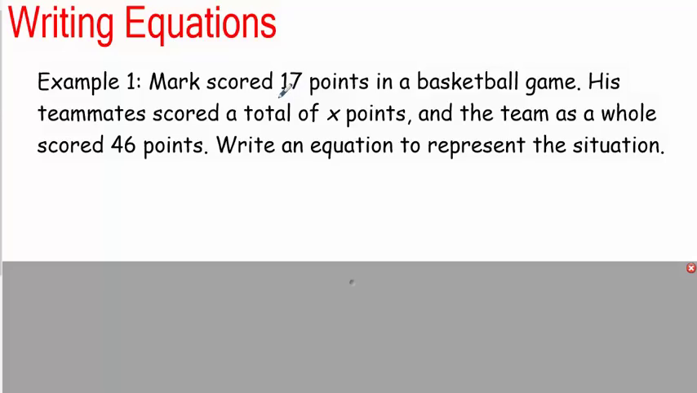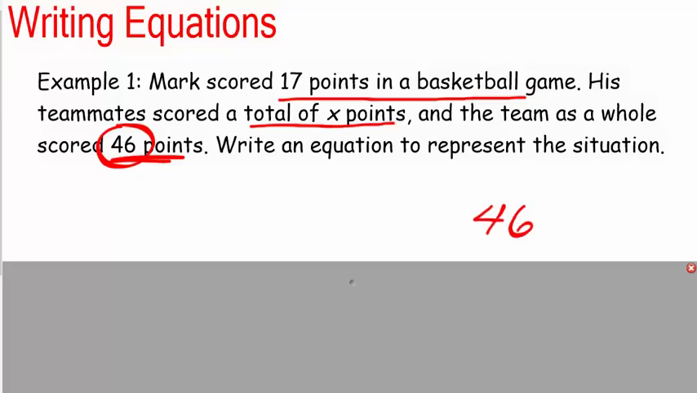All right, so Mark scored 17 points in a basketball game. His teammates scored a total of X points, and then the team as a whole scored 46 points. Write an equation to represent the situation. So I know how many Mark scored, I know how many his teammates scored, and I know how many they scored all together. That first piece I really want to work to is all together. This is my total. That's all of them together. So that's 46 points.